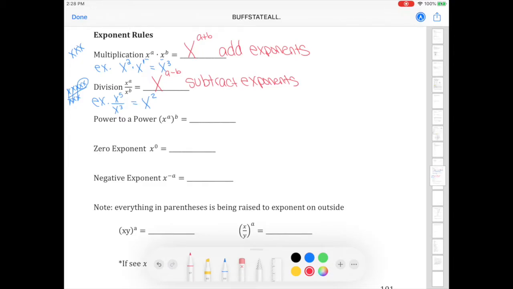All right, here are some new ones that we're getting into now. So a power to a power really just means an exponent to another exponent. Notice the a and the b are both up there as an exponent. It looks like there's parentheses between them, which generally means multiplication. If that helps you to remember the rule, you're going to multiply your exponents together. So this is going to be x to the a times b, or in other words, you multiply your exponents.